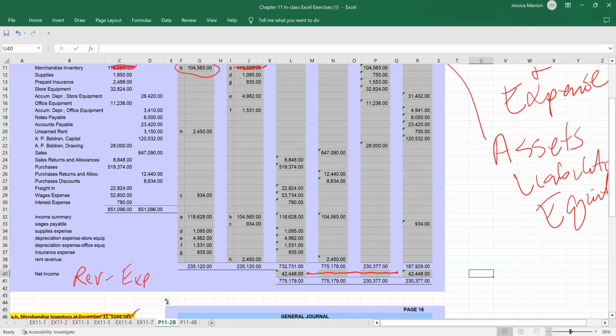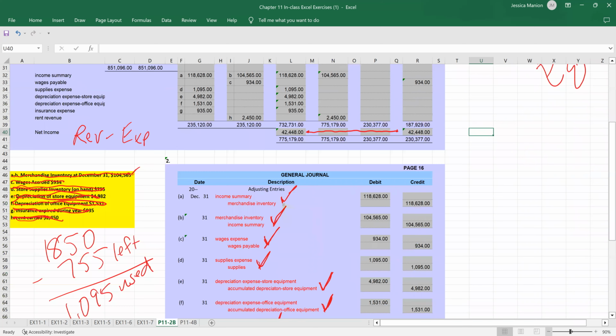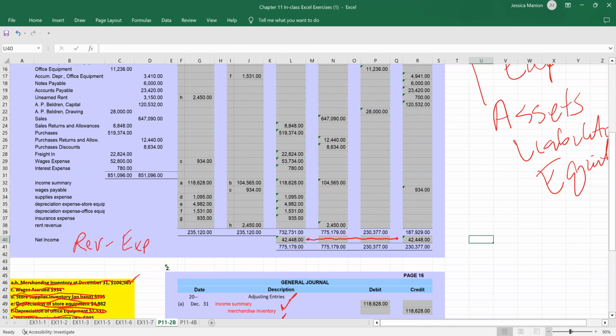You guys are going to be doing the same thing for 11-2A. So hopefully that was helpful, and we will get more practice with this together next week.